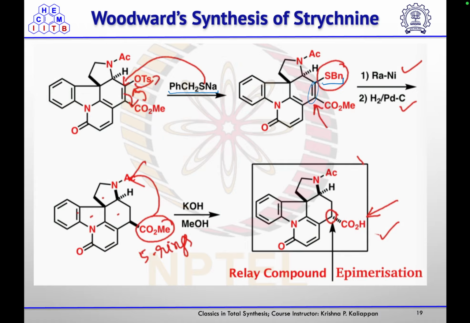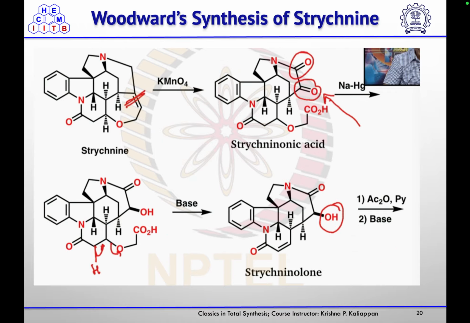Then the ester was hydrolyzed using KOH and methanol to get the corresponding acid. Now in this condition also, epimerization was observed at this center. Now this is the relay compound which they will use for the completion of the total synthesis of strychnine. So after getting this compound, they treated it with KMnO4 to cleave this double bond. So one side they got the acid and the other side they got the ketone, and in the presence of KMnO4, they got that lactam also at that position.